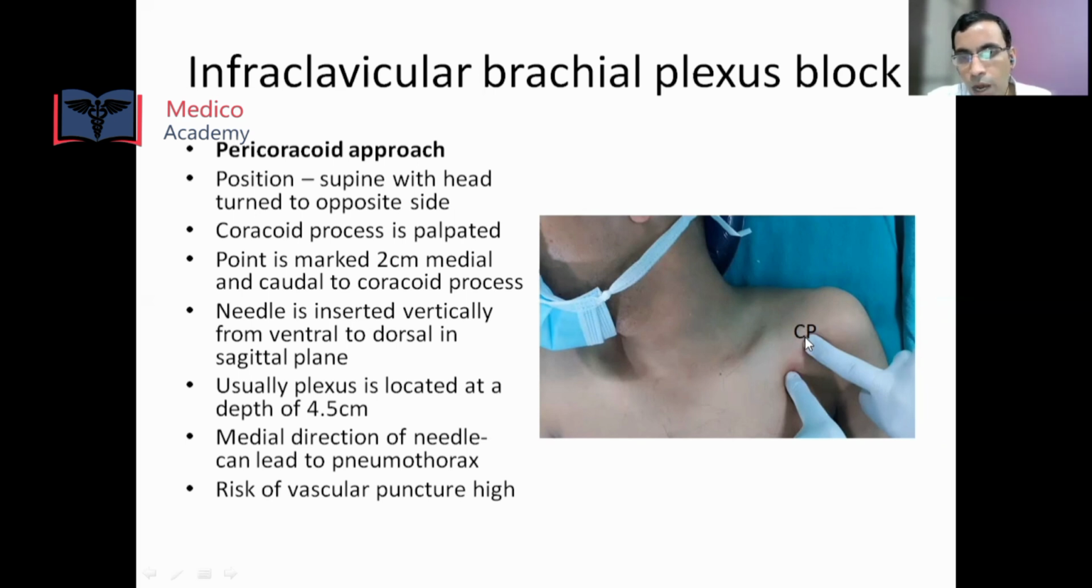A point is then marked, which is 2 centimeters caudal and medial to this point. The needle is inserted vertically from ventral to dorsal direction. Again, the plexus is located at around 4 to 4.5 centimeters depth. Medial direction of the needle should be avoided, as it can lead to pneumothorax. The risk of vascular puncture is high with this technique.